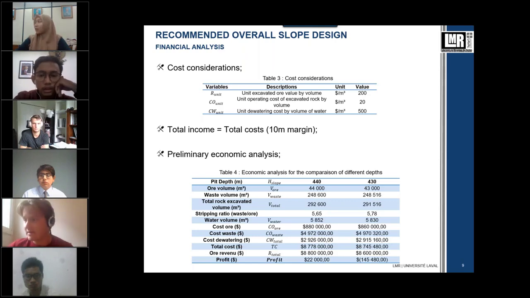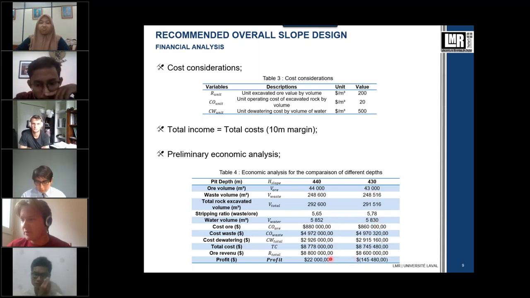The economic analysis shows that for the geometry of the design presented before, this rentability threshold would be achieved at a pit depth between 440 and 430 meters with a strip ratio of 5.67. Table 4 right here shows that the profit sign shifts between these two depths, which confirms that the economic criteria was met. With a design of 440 meters, the 10 meter margin is also respected.